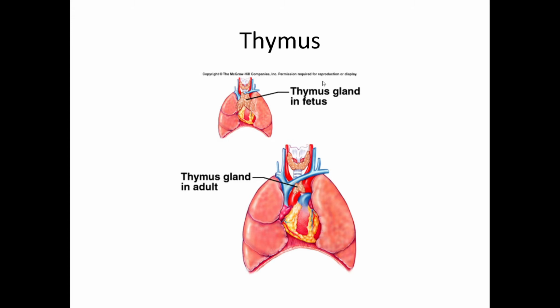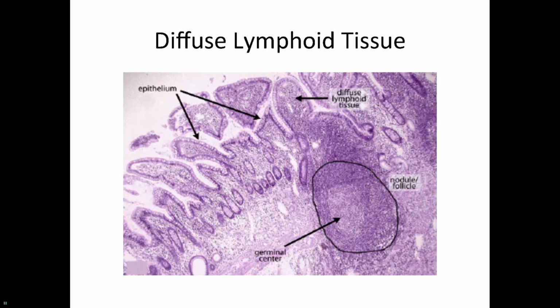Now, the thymus we've talked about a little bit before in the endocrine system, but it also has a really important role in the adaptive immune system. We'll talk about that more when we get to the T cells, but the thymus here is part of your lymphatic system and part of setting up this whole immune response that the lymphatic system is coordinating.